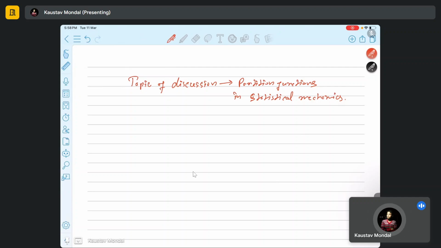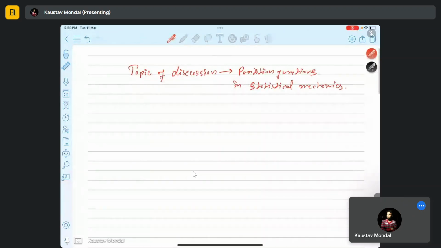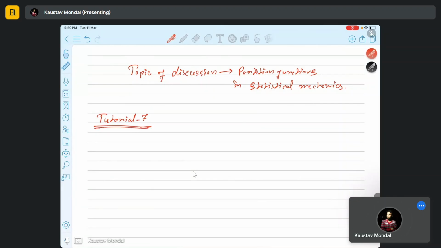A little bit about the introduction of the partition function we have basically discussed in the previous classes also. So in this class, we will be doing it in a much more rigorous way. Let's start from question number 1. This is tutorial 7. Let's discuss the topic of this tutorial.